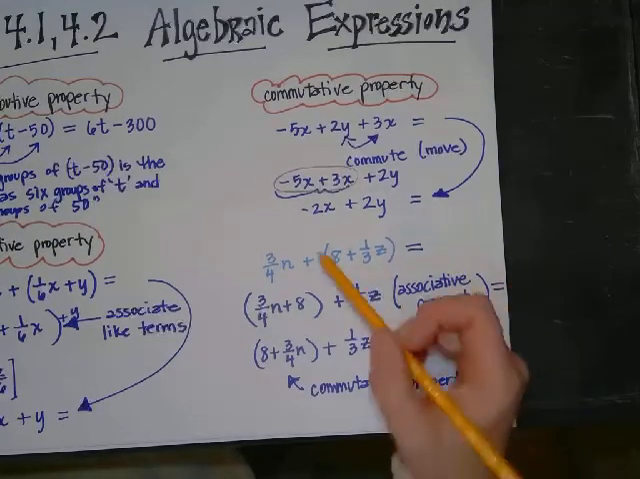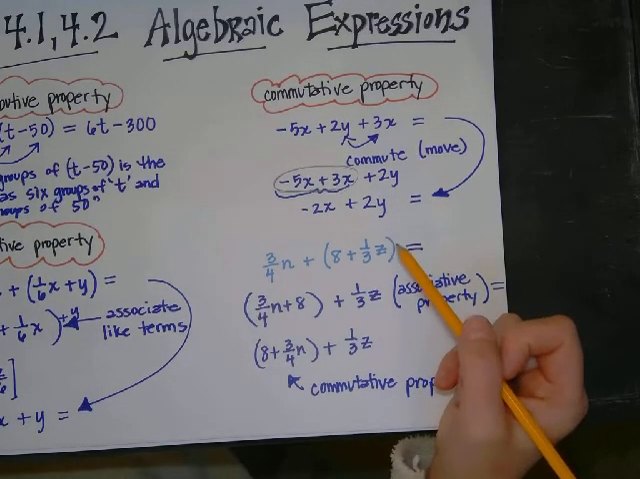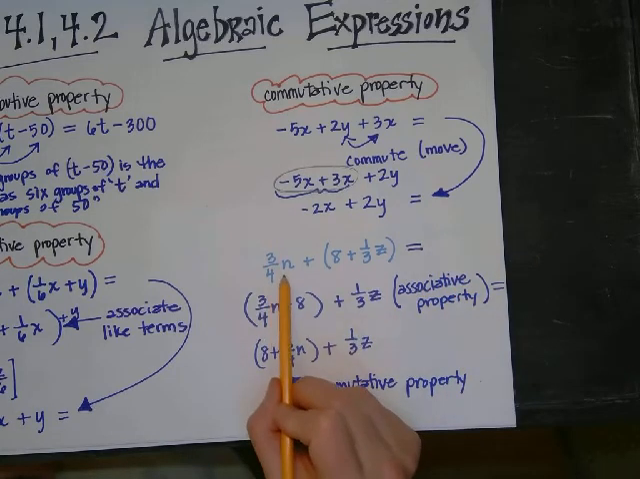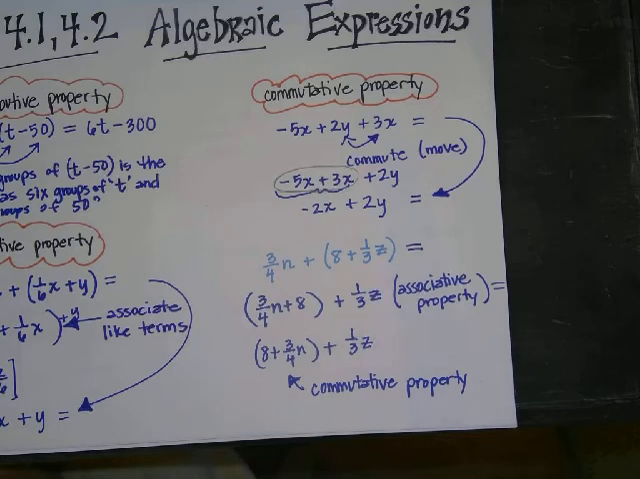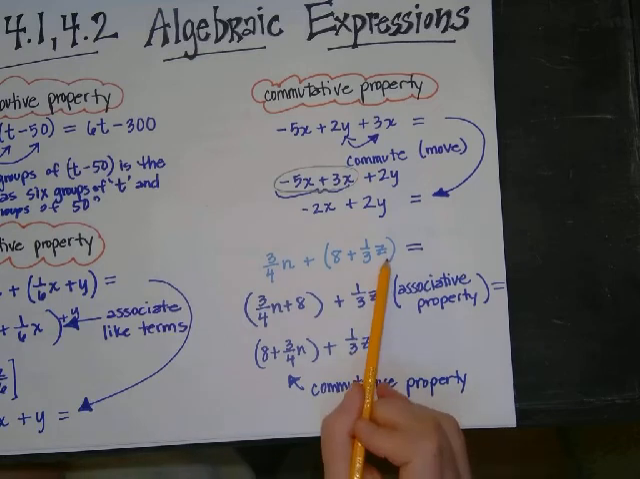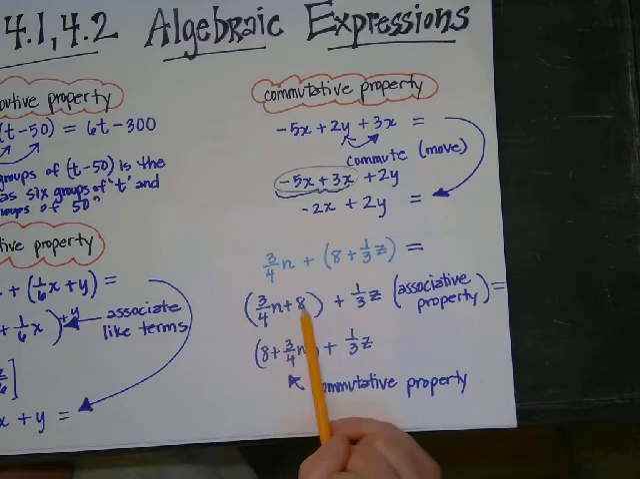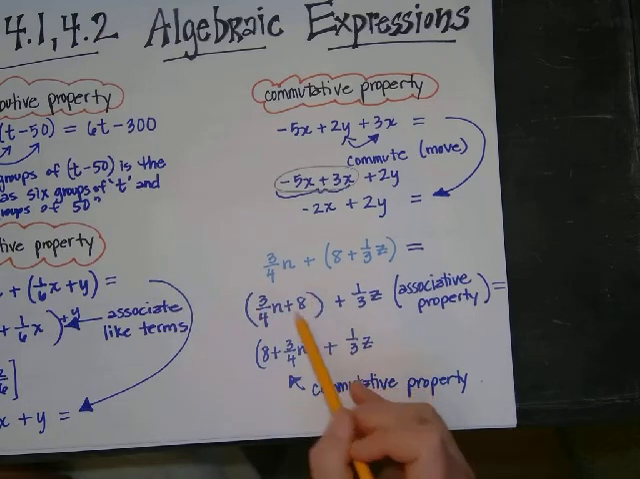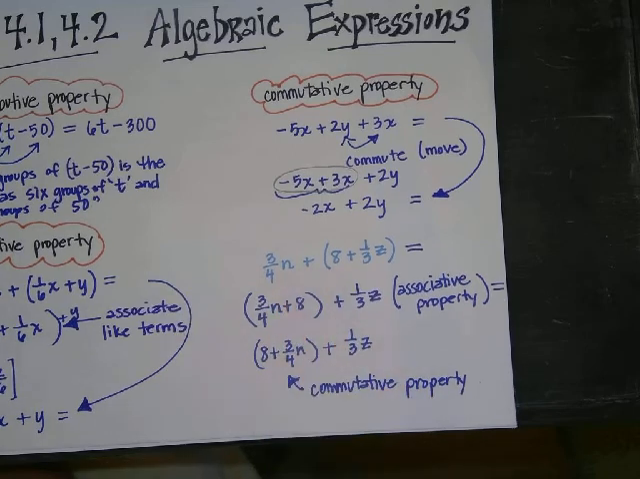All right, we're going to do one more example. In this example, we're going to talk about what properties we used to simplify it. So 3/4 n plus 8 plus 1/3 z. So we can't really simplify this, but we can rewrite it by associating the 3/4 n plus 8 and then adding the 1/3 z. So I just simply associated these two terms together.